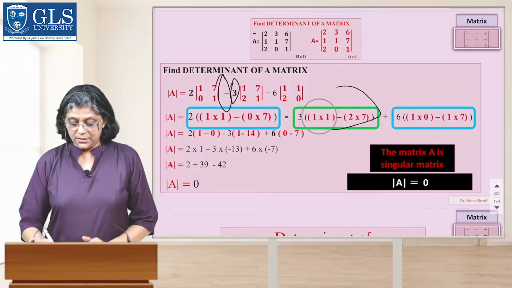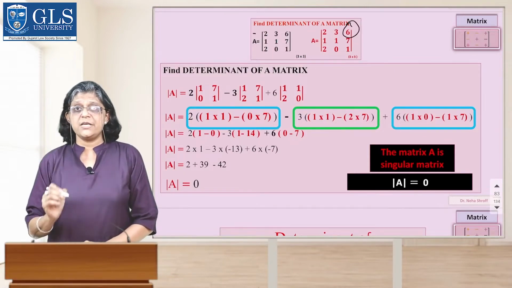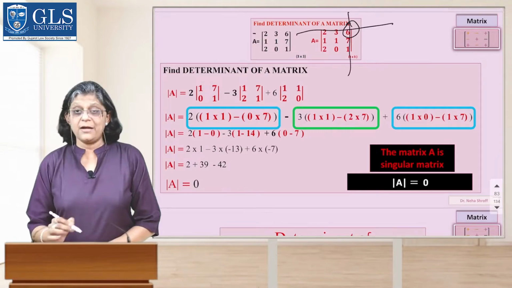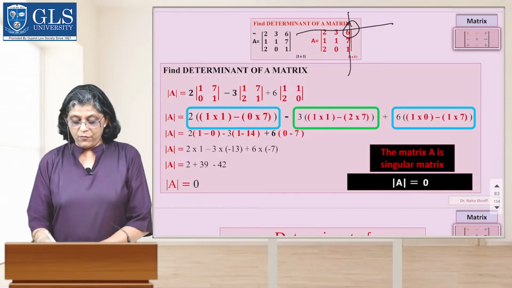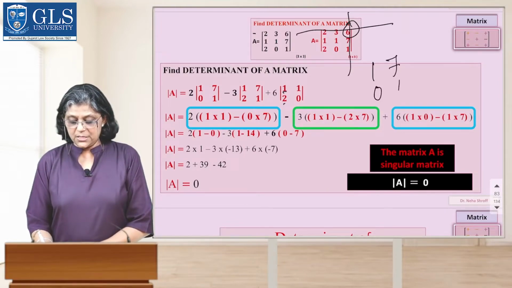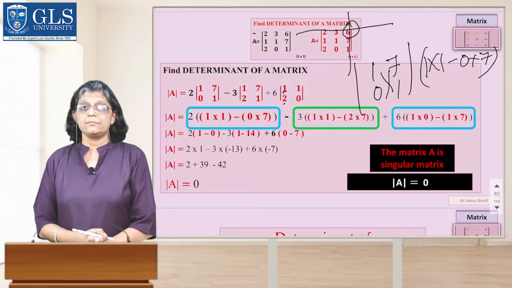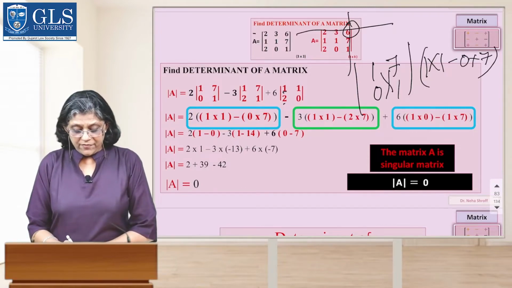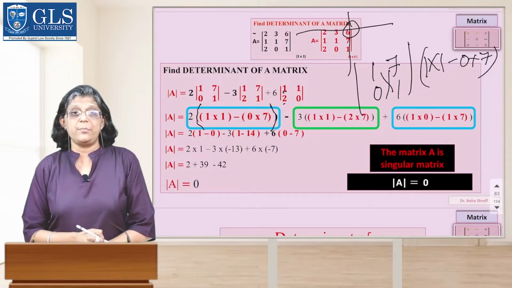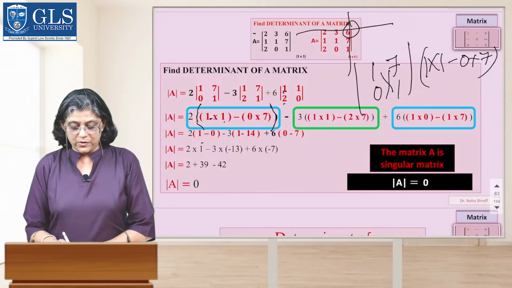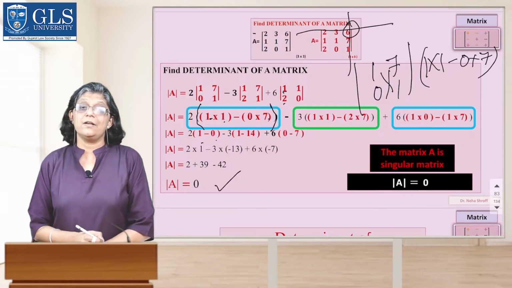Second point is that you have the third number 6. For 6, what will I do? I'll delete that row and that column. What will I get? 1, 1, 2, 0. I had told you for 1, 7, 0, 1 we have to do cross multiplication, so 1 into 1 minus 0 into 7. Clear? So I am getting everything. See, this black color is another bracket. So 1 into 1 is 1, 0 into 7 is 0. I think you can calculate, you get your determinant value is 0.